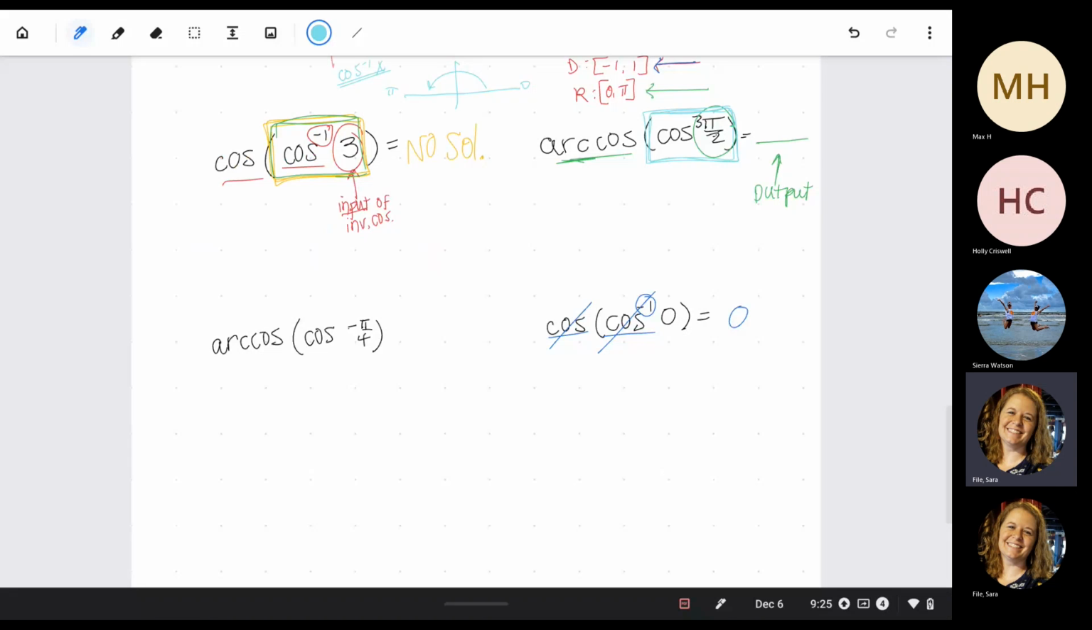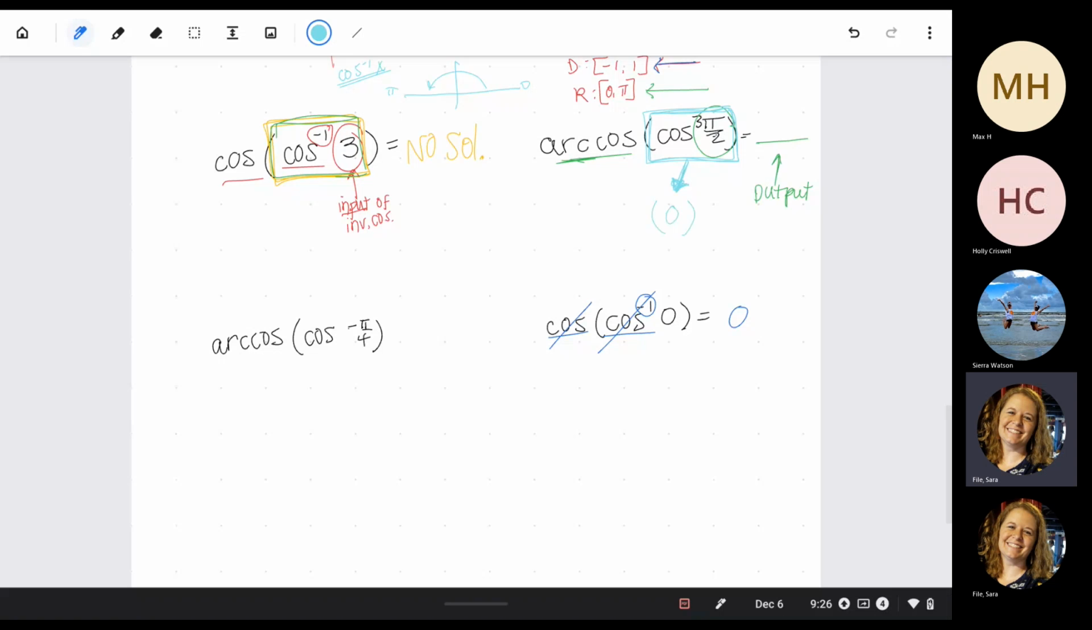You can say, okay, this is just plain old cosine, not inverse, just cosine of 3 pi halves. What is the cosine value at 3 pi halves? 0. Yeah, and that's at the bottom of your unit circle. So that is 0. So I'm going to replace that.